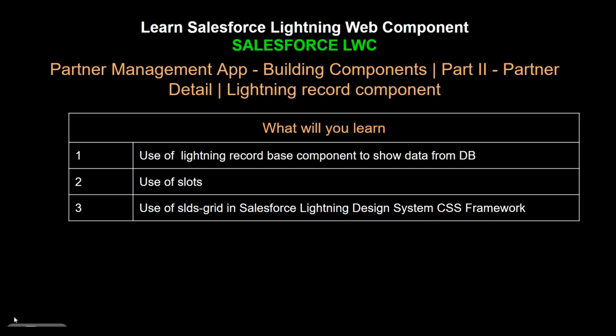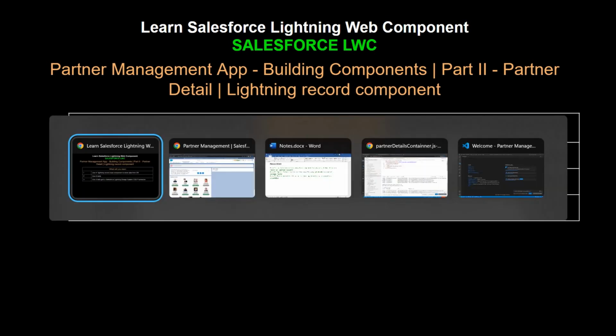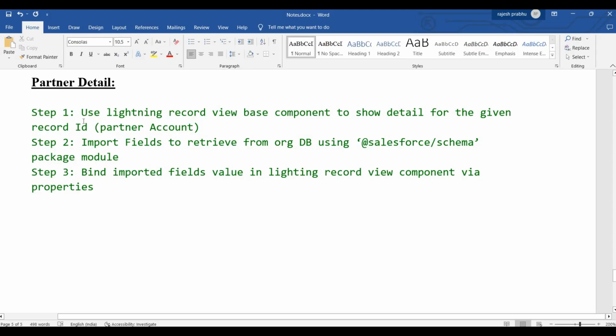All right, let's quickly look at the design of partner detail. And we will be using a lightning record based component in this, we're building this component to bring data from the database. And we will also use slots in lightning web component. We will also use SLDS class. So here you can just see the high level design steps.